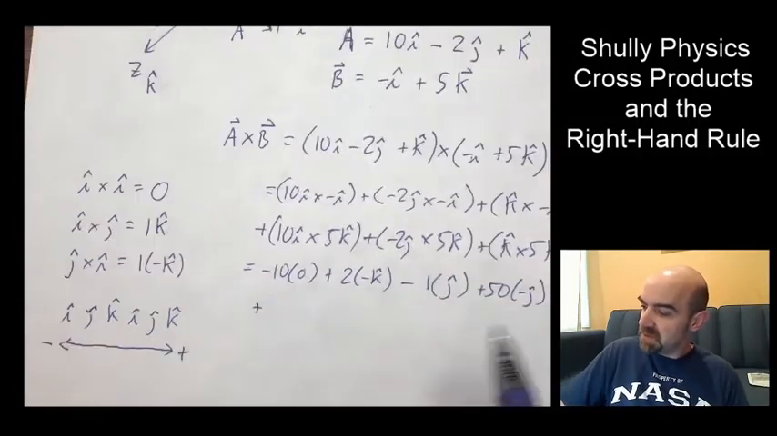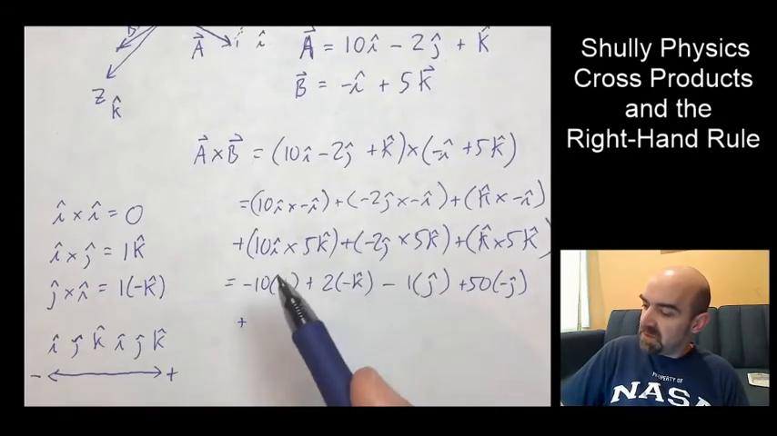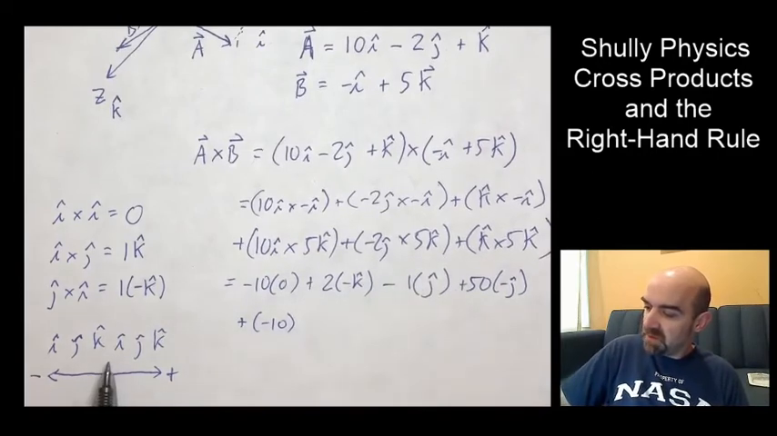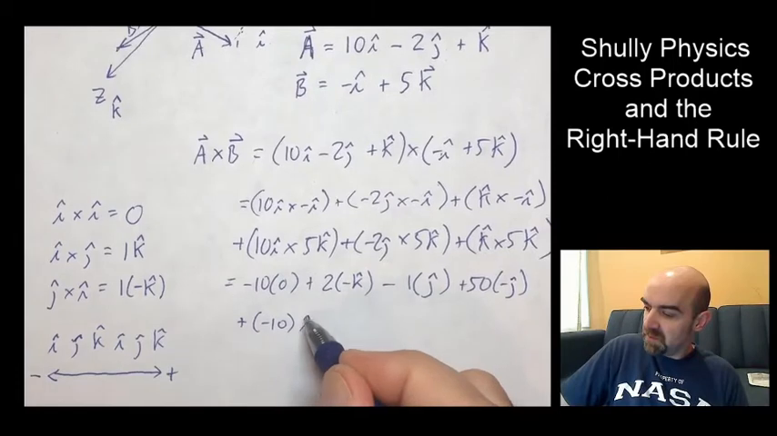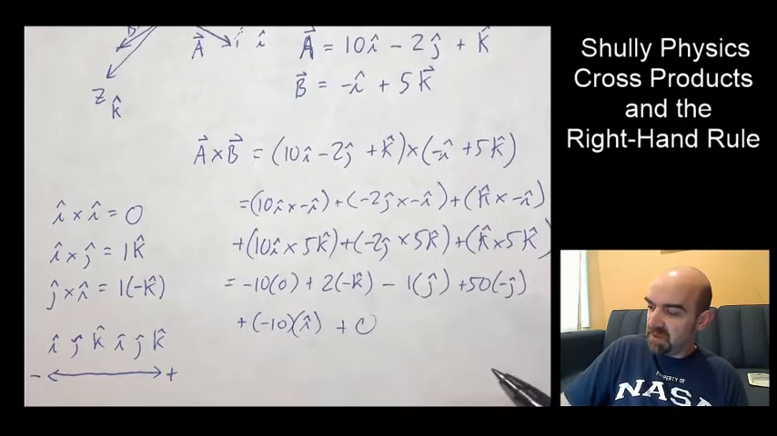Plus, so here I've got a negative 2 times 5 is a negative 10. And j cross k is positive i. And finally I've got a k cross k, so even though 1 times 5 is 5, that'll be a 0 there in the end.